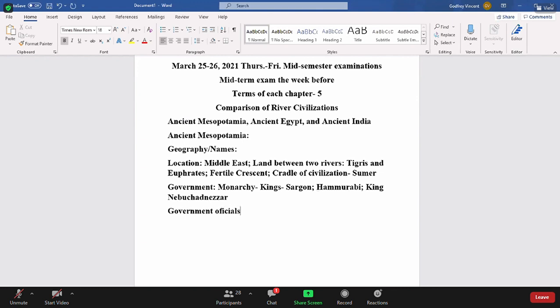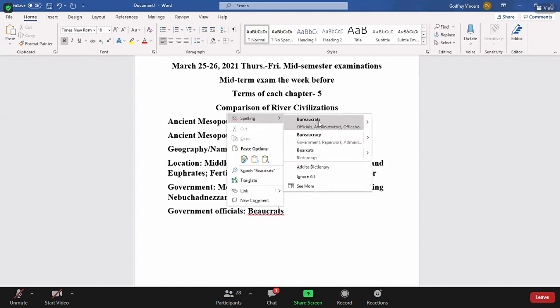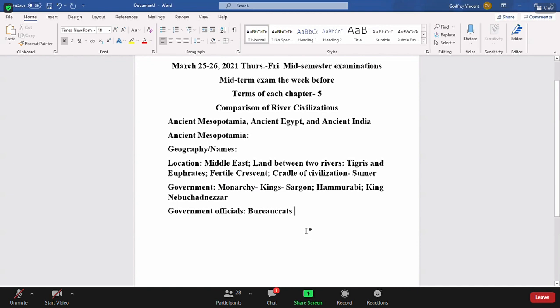I want to see if anybody noticed it. What are government officials called? One word. It starts with a B. Politicians. A priest. You were called bureaucrats. So in ancient Mesopotamia, you had different types of government officials.